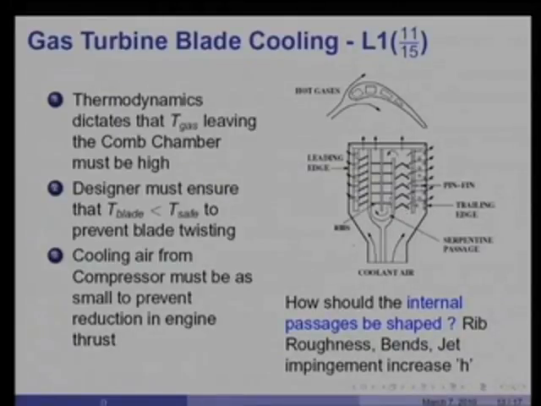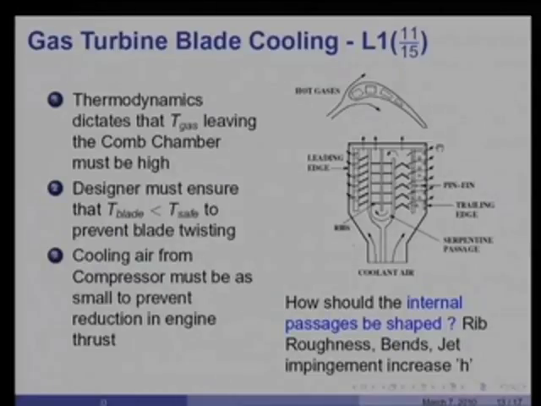These are the ribs. You will see some are at right angles to the floor, some are at an angle to the floor. It also employs bends. Fluid is made deliberately to go through bends, because bends obtain good heat transfer. And there is also jet impingement, as you can see here near the leading edge. From this passage there is a perforated wall, so that the air actually impinges on the leading edge of the blade and cools the blade.